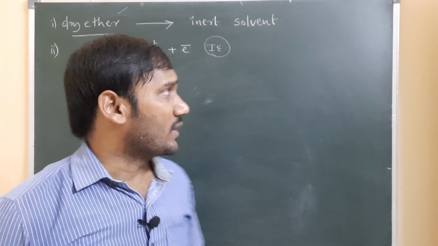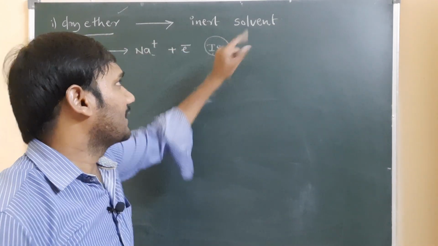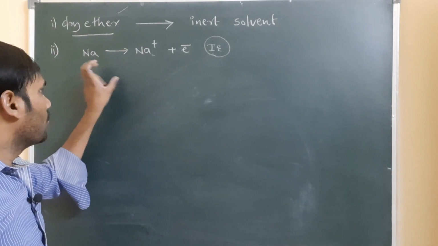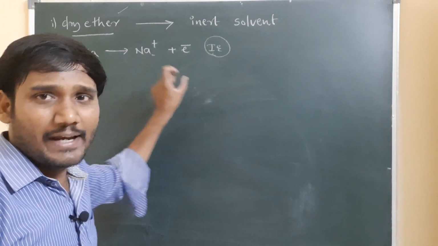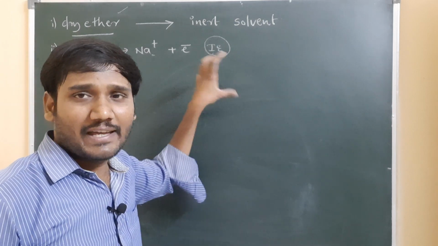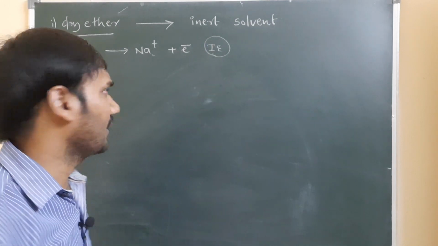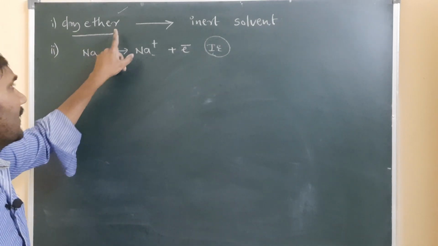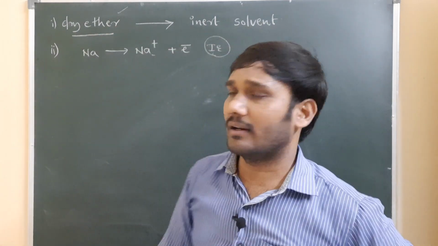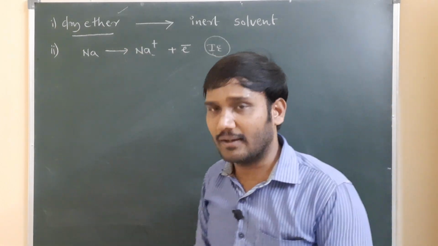So once again, what are the reasons to take dry ether? Mainly, dry ether behaves as an inert solvent, and the next reason is that to remove the electron from sodium we need some energy, called ionization energy. That energy is produced when sodium metal is solvated with the dry ether, and this energy is released. So this is the reason to take dry ether.